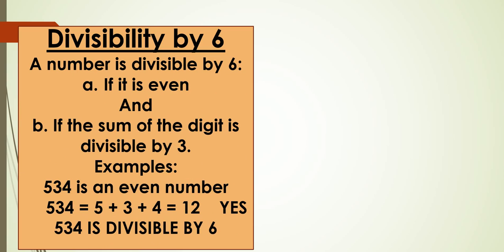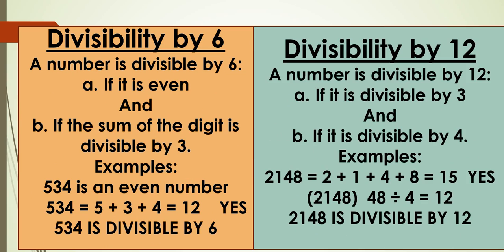The next one is divisibility by 6. A number is divisible by 6 if we check two conditions: if it is even and if it is divisible by 3. For example, if we have a number 534, we have to see the last digit, that is 4. So it is an even number. Now we add up all the digits and we get 12. 12 is divisible by 3. So both conditions are fulfilled. So we can say that 534 is divisible by 6.